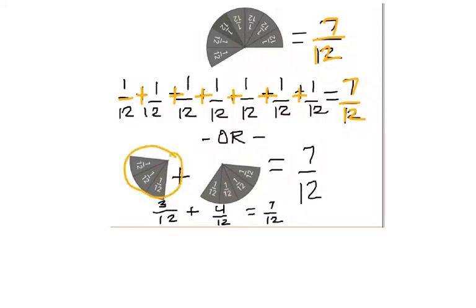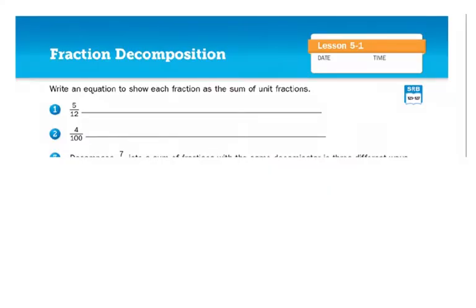Maybe I want to take 3/12 added together with 4/12. Notice I'm just adding together my numerators. I'm still having a circle that's divided into 12 equal parts. 4 plus 3 is 7, and my denominator still stays 12. So those are 2 different ways to decompose 7/12.